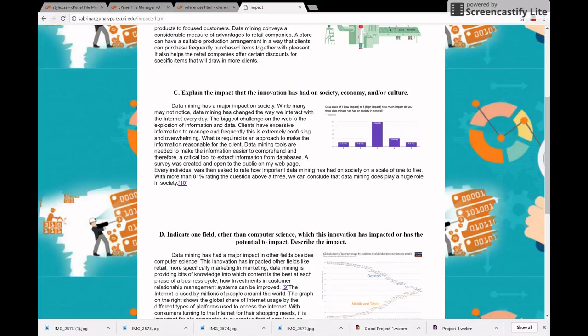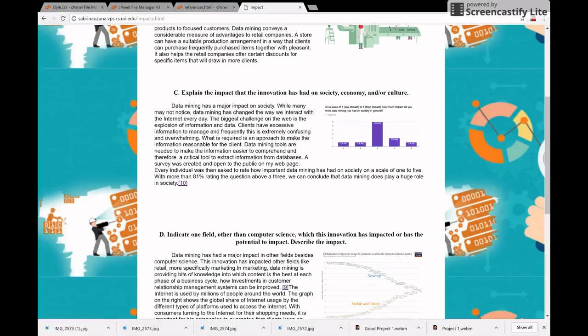Here we have another question that states, explain the impact that the innovation has had on society, the economy, or the culture. Data mining has had a major impact on society. It has changed the way we interact with the internet every day. By filtering data that is relevant to our needs, we get a much better experience when using the internet.